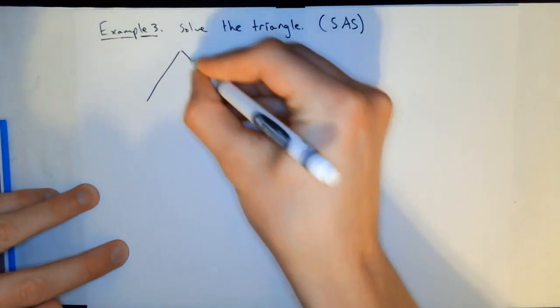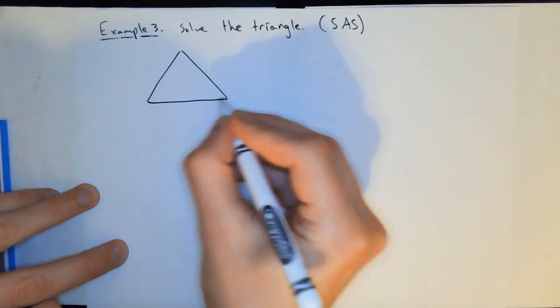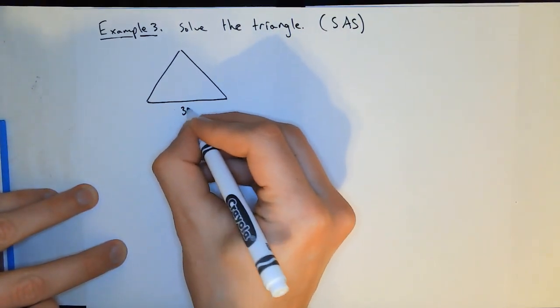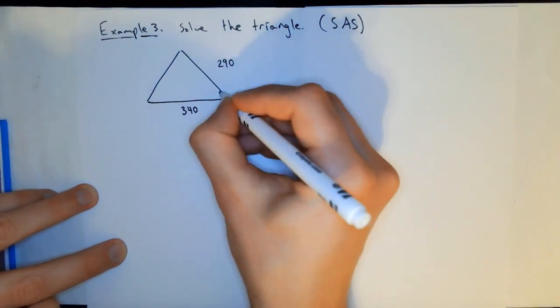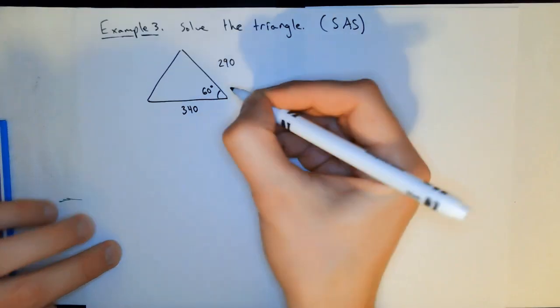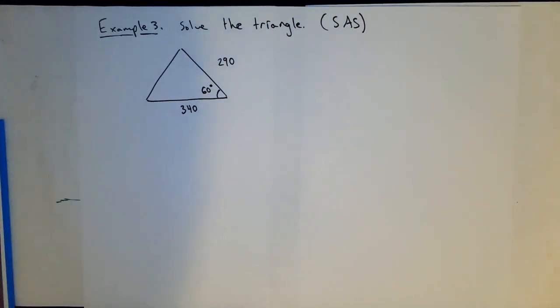We're given this triangle with a side length here of 340 and a side length here of 290 and an angle between of 60 degrees. Okay, so I said earlier that all of these will go the same, but do they? I didn't really totally mean that, because this particular case, well, let's just see what happens.